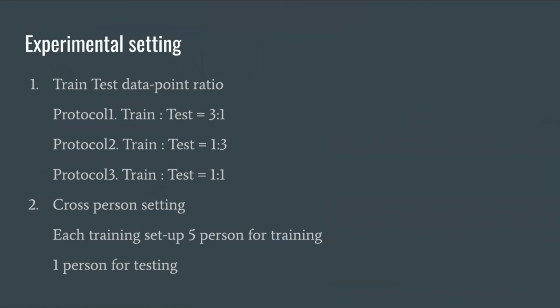I have 2 experimental settings. In the first setting, I'm using different train-test ratios. In the second setting, it's a cross-person setting. That means in the training set, I'm using the data of 5 persons, and in the test set, I'm using the data of the 6th person. So while training, the system did not see any data of the 6th person, which is a more real-life scenario.